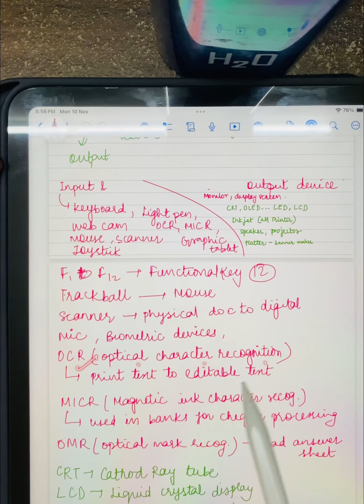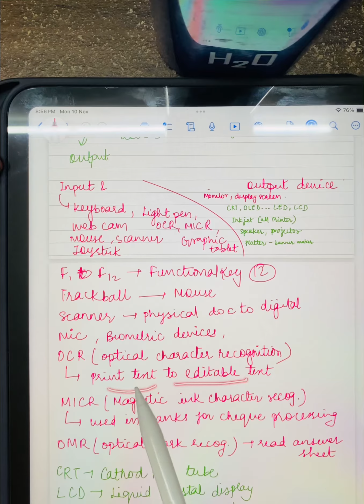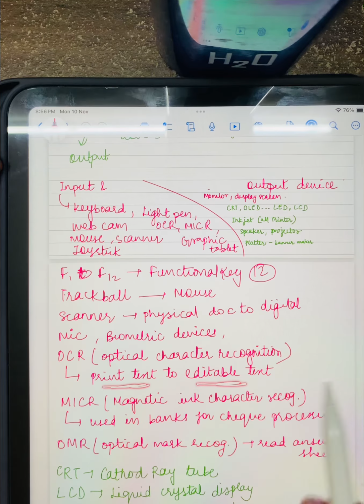OCR, optical character recognition, converts printed text to editable text.